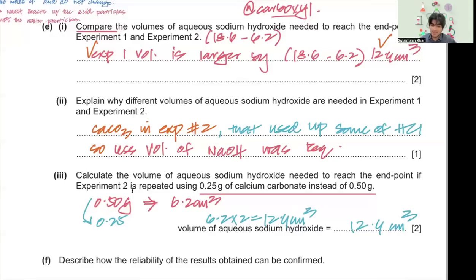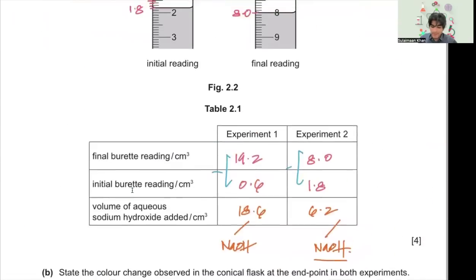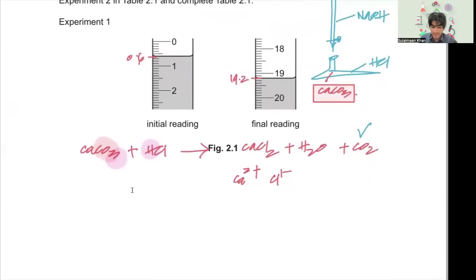See, Zoya, listen. When you added 0.50 grams of calcium carbonate right here, it used up some of the acid, right? Instead of doing complicated mathematics, just think about it logically. What is calcium carbonate doing? It's using up HCl, and that's why less NaOH is required.